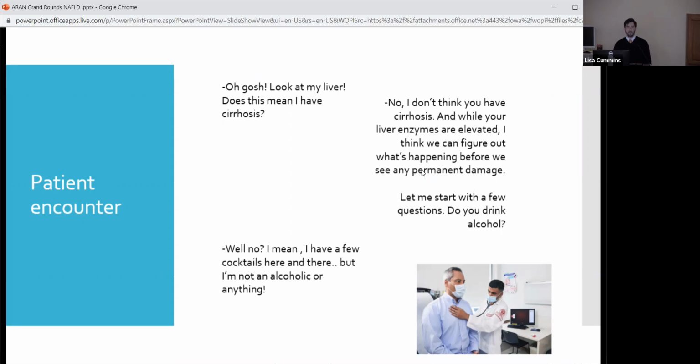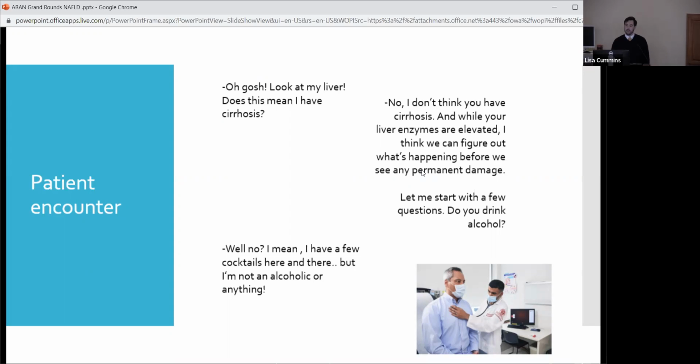Maybe they saw them on their MyChart or whatever online access portal they have, and they're freaked out before they come see you. Maybe they were in an urgent care. Someone told them they have liver enzymes and they set an appointment to see you 3 months down the road. So that's really what people are worried about. Do I have cirrhosis, and is this permanent, and am I going to die?